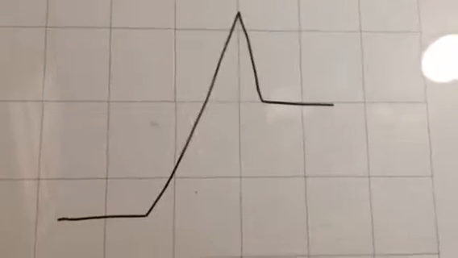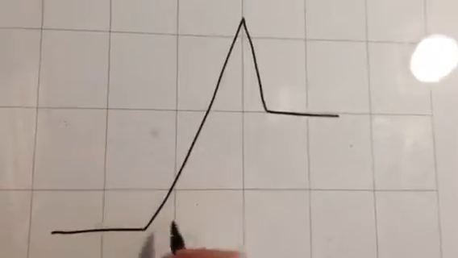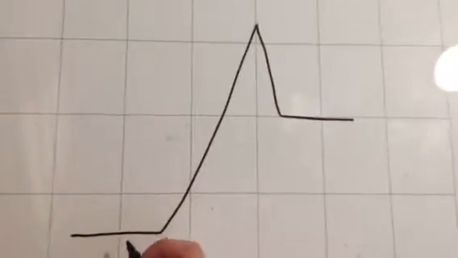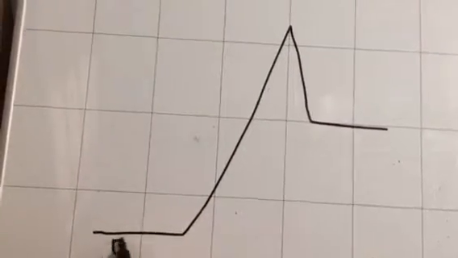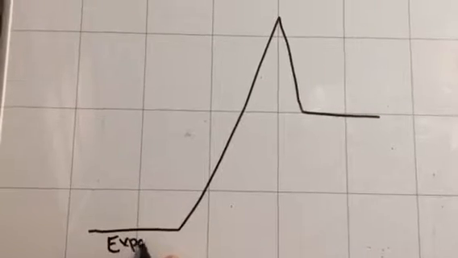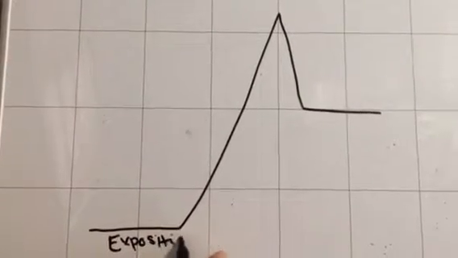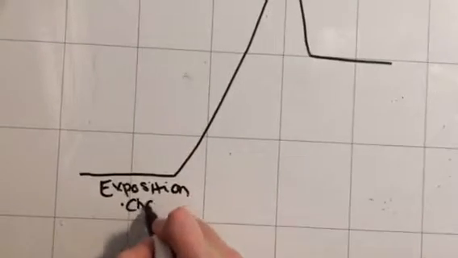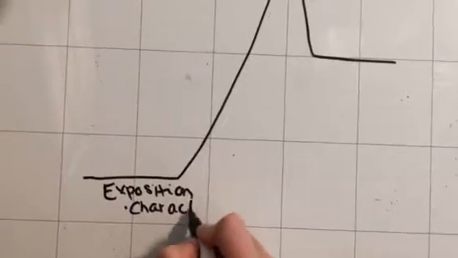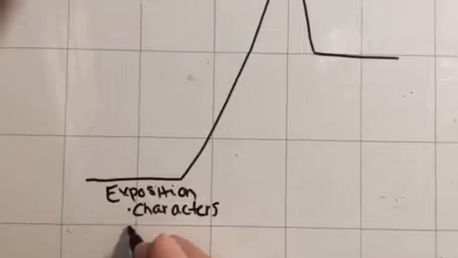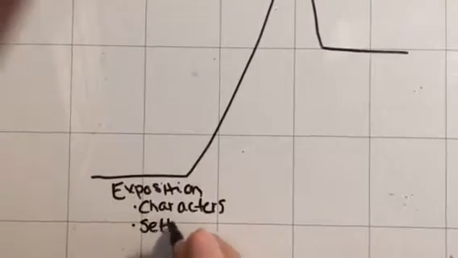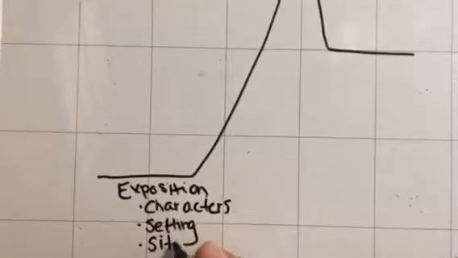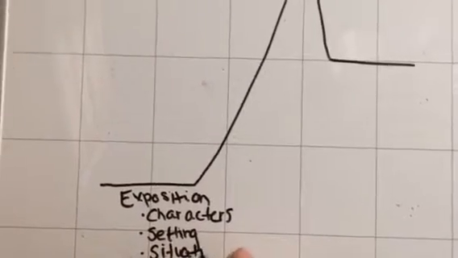Right, so today we're going to talk about plot. What is plot? Plot is the heartbeat of the story. It's what makes the story happen. At the beginning, we have the exposition. During the exposition, we really focus on the characters, the setting, and I always say the situation. So we're trying to figure out what is going on in this world.